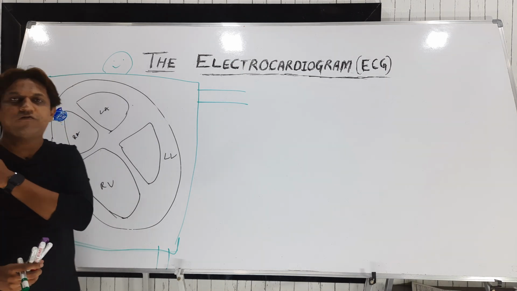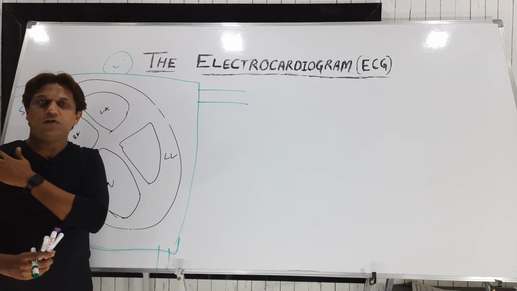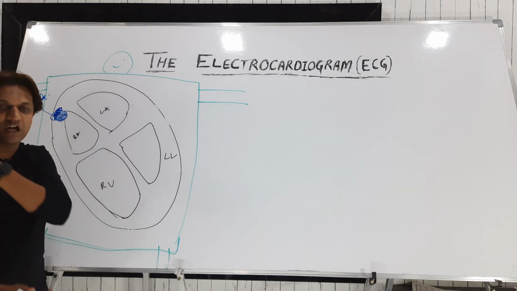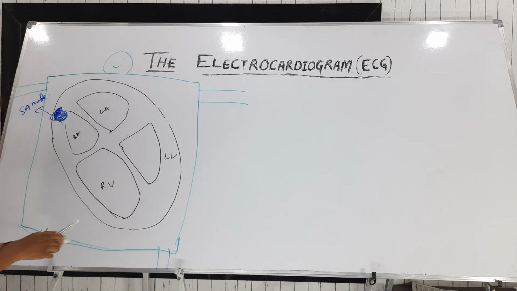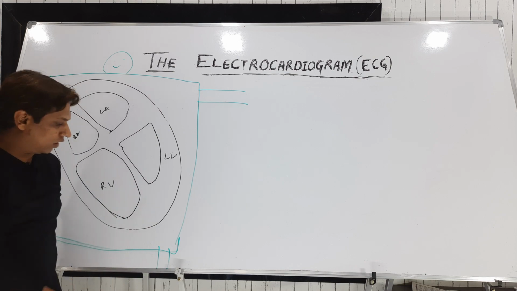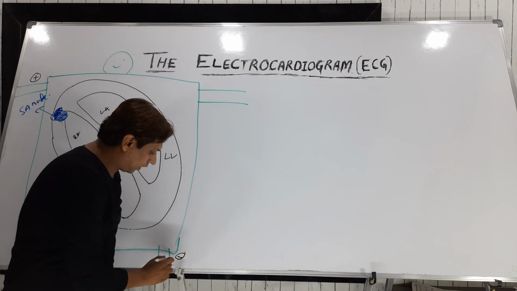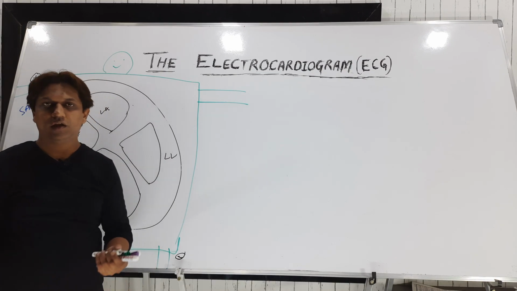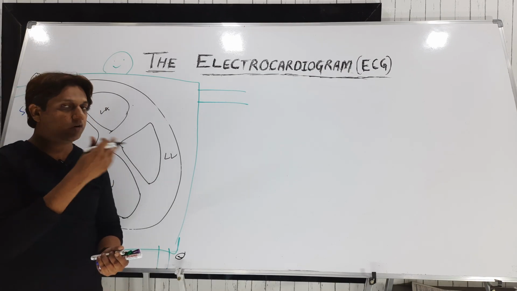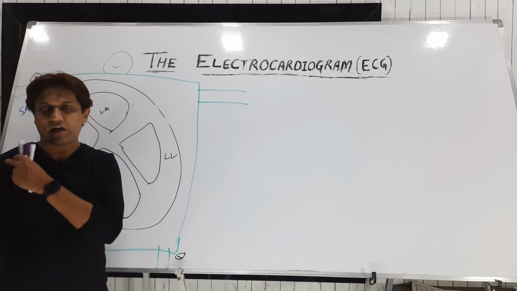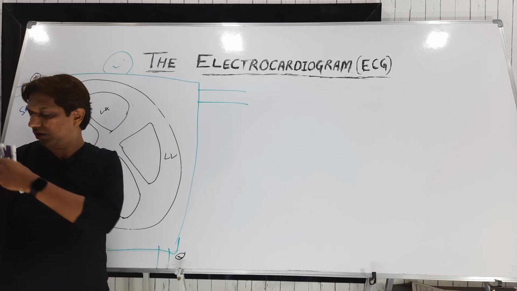Now suppose we keep one electrode on the right upper limb, that is on the right arm. Okay, one positive electrode on the right arm and one negative electrode on the left leg. For the sake of convenience, generally when we record an ECG, there are different types of leads, which we are going to discuss after this concept. So the leads or electrodes are placed suppose here.